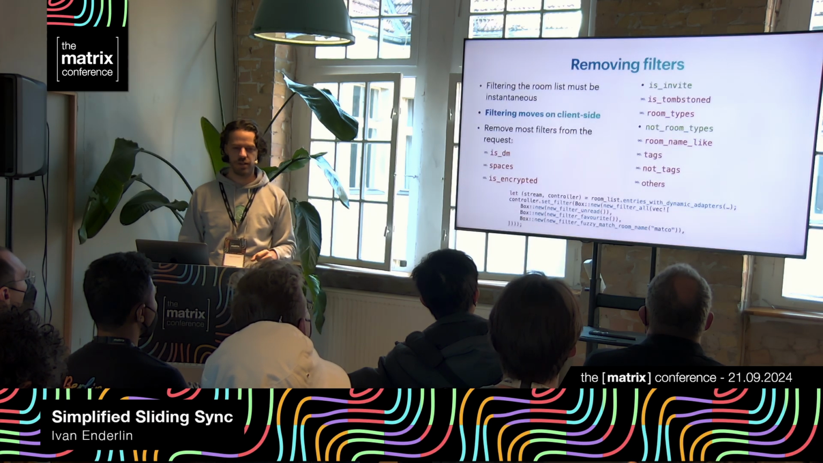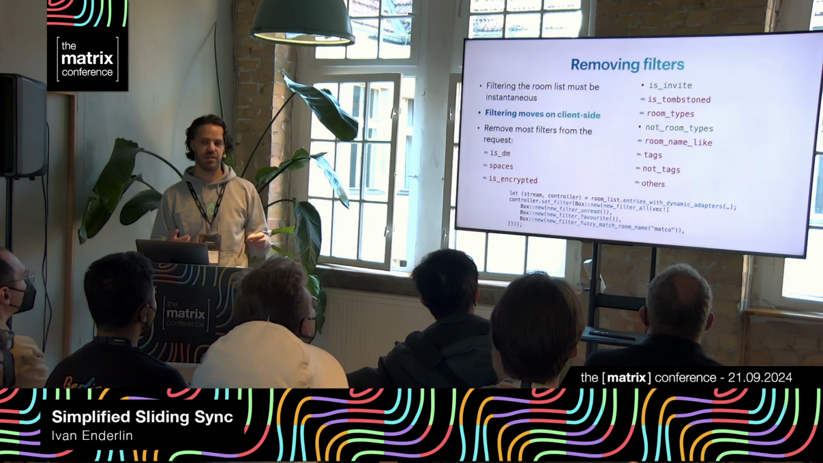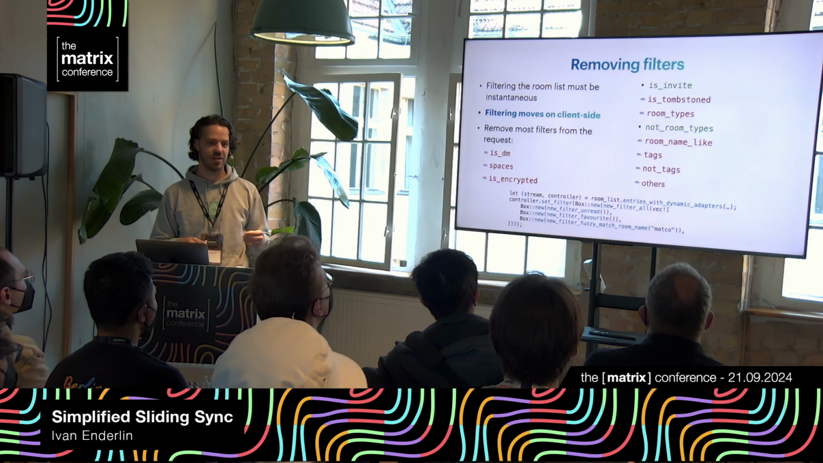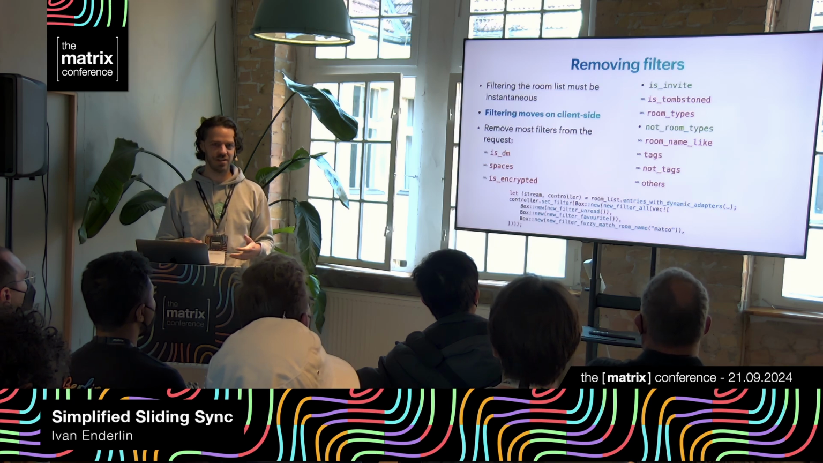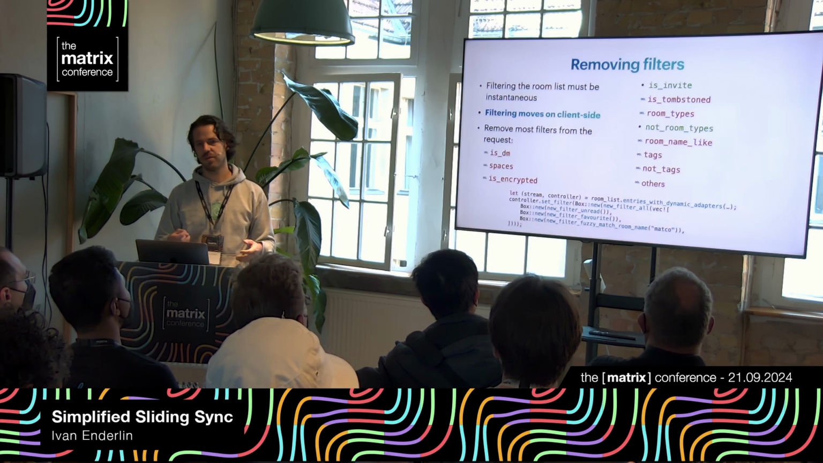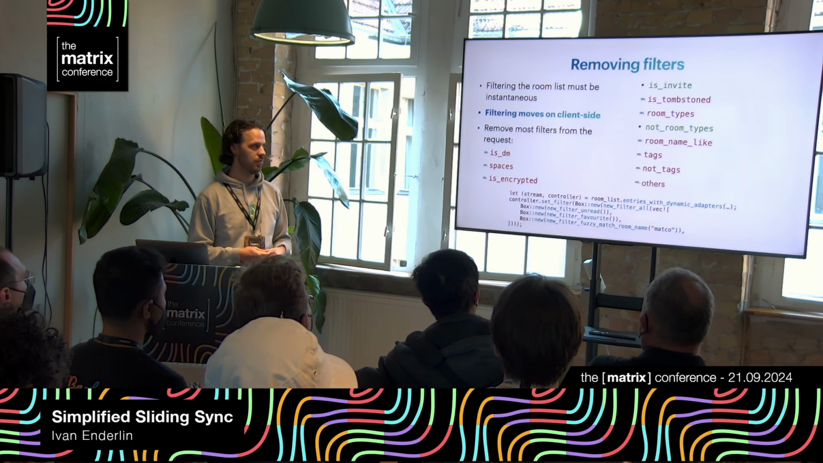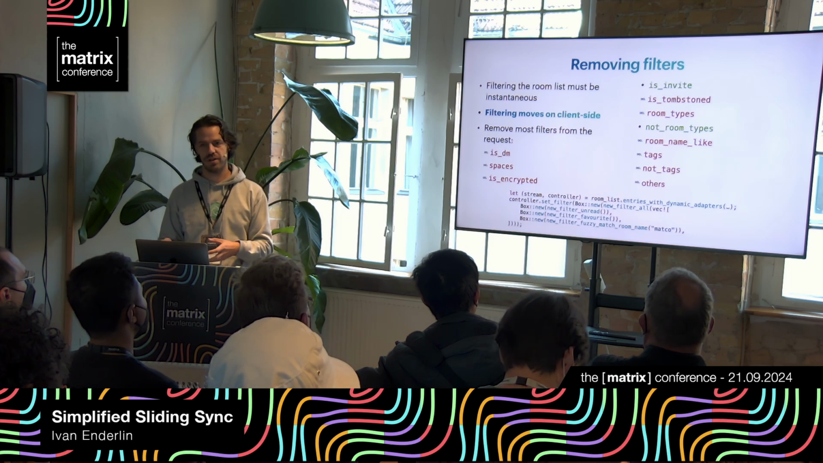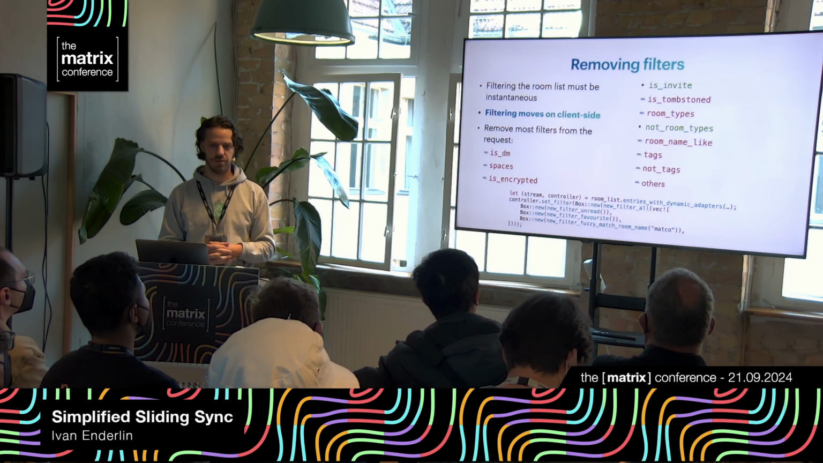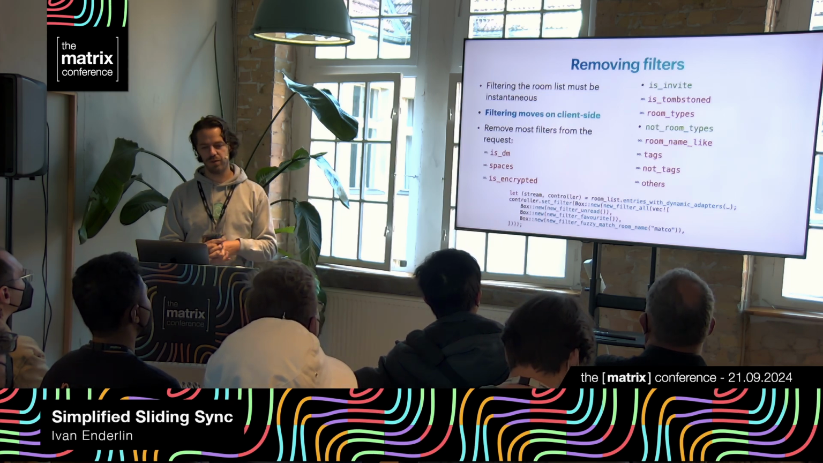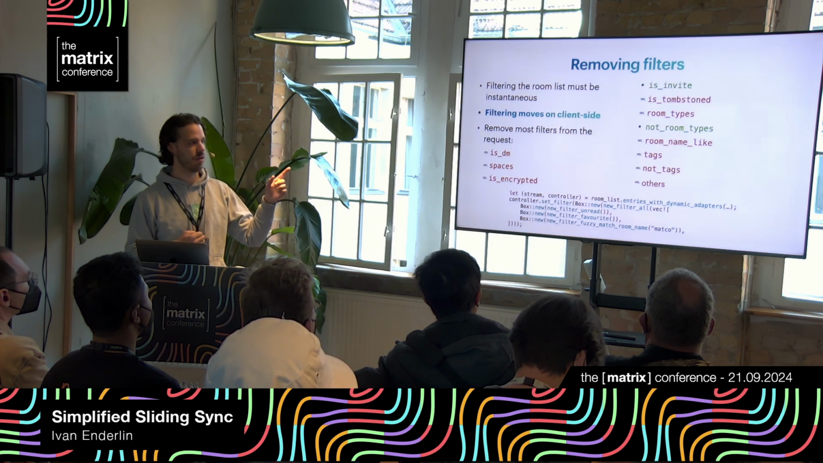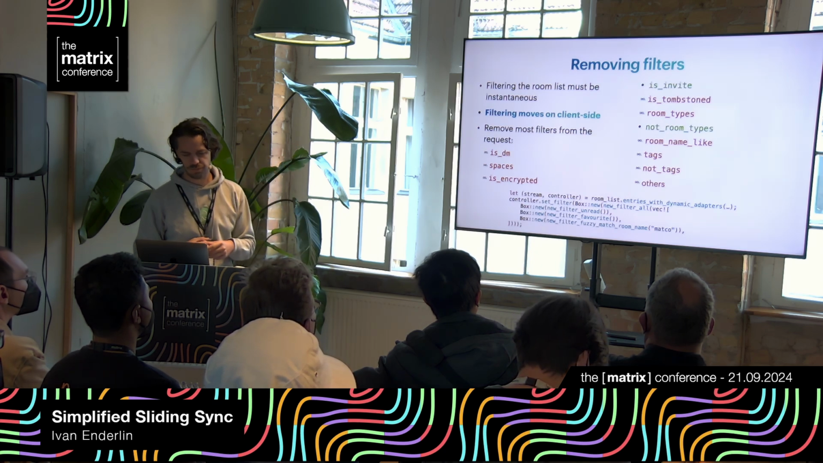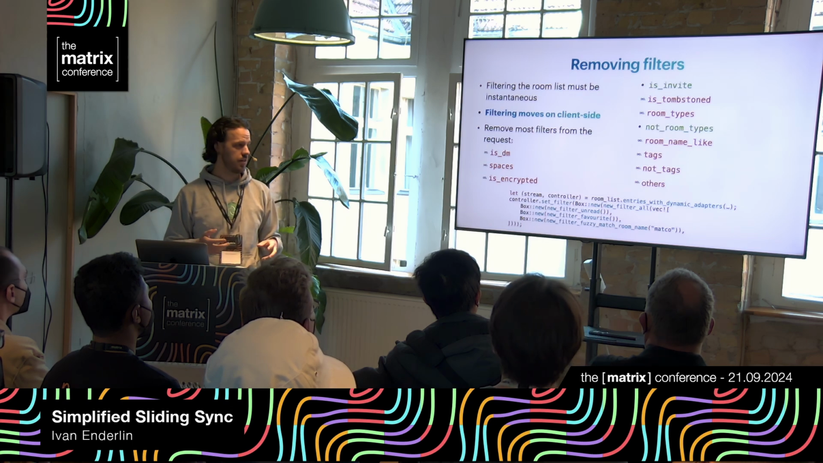So first, when we were filtering the room list, we had to do a request and response round trip. This is not instant, it depends on the network. What if you are offline? So filtering must happen client side, not server side. So from the MSC, we are removing a lot of filters, and we only keep is invite and not room types. And so inside the SDK, it looks like this.